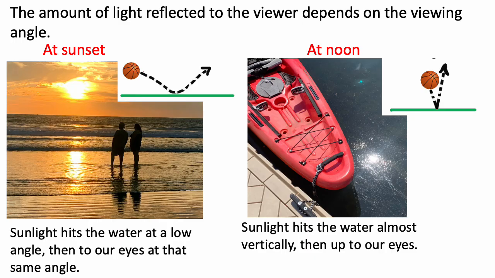The light seen by the viewer depends on his position relative to the reflecting surface, here the water. During sunset, the sunlight hits the water at a low angle and then reflects up to us at that same angle, so we would see the sun glare if we were standing on the beach. At noon, however, we would only see the glare of the sun if we were looking directly down at the water, since the light rays hit the water almost vertically.